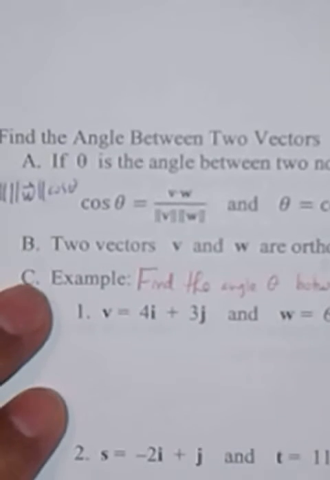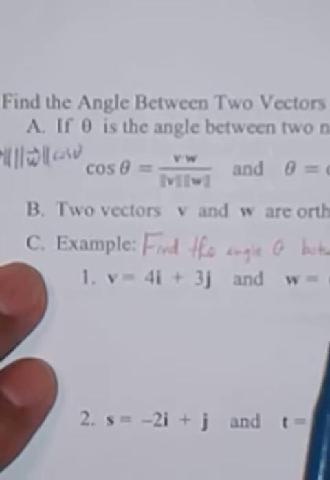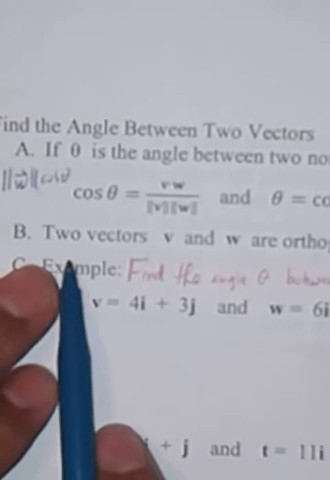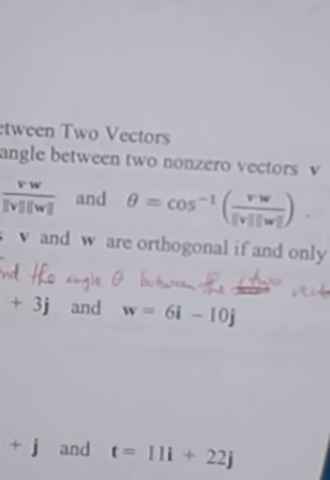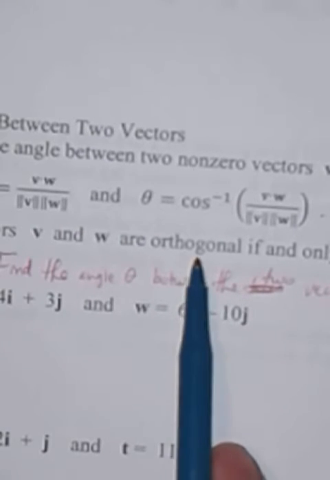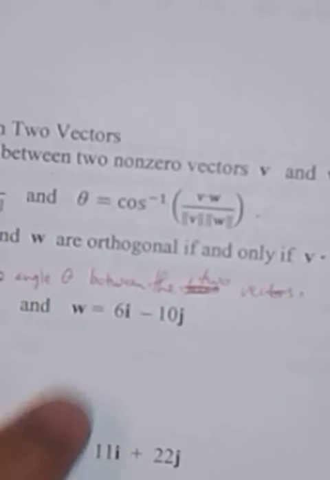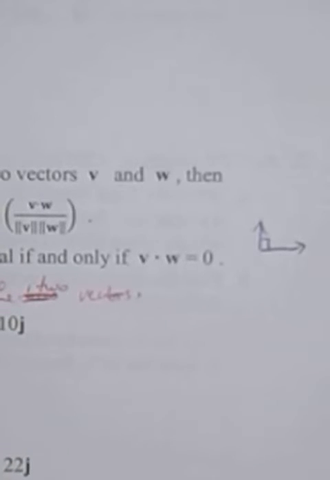All right, so I'm going to leave letter C to do in class. We're going to find the angle between the two vectors that we're given. One other thing to know is two vectors V and W are orthogonal if and only if V dot W equals 0. So if their dot product is 0, then they're orthogonal, or if they're orthogonal, their dot product is 0. Orthogonal just means that they act at 90 degrees from each other. That means the angle between them is 90 degrees. Okay, that's what orthogonal means.